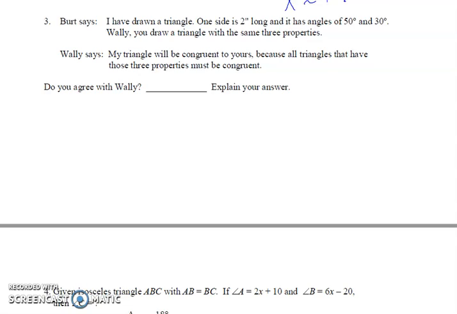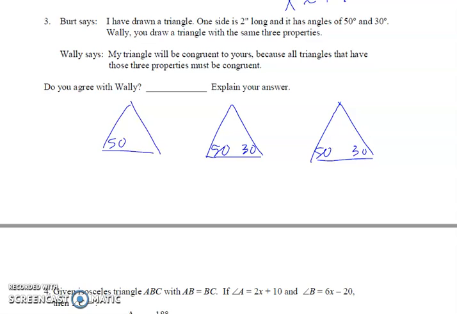Now, problem 3 was missed a lot. And I drew the pictures on your test quite frequently. It says I have a 50-degree angle, a 30-degree angle, and the question that is being posed here is, is Wally right? And a lot of you missed this one, said that angle side angle and angle angle side are the same thing. And so if I put the side here, here, or here, tell me how I place those two triangles on top of each other so that the three numbers match up. Can't. It's impossible. Angle side angle and angle angle side aren't the same thing.